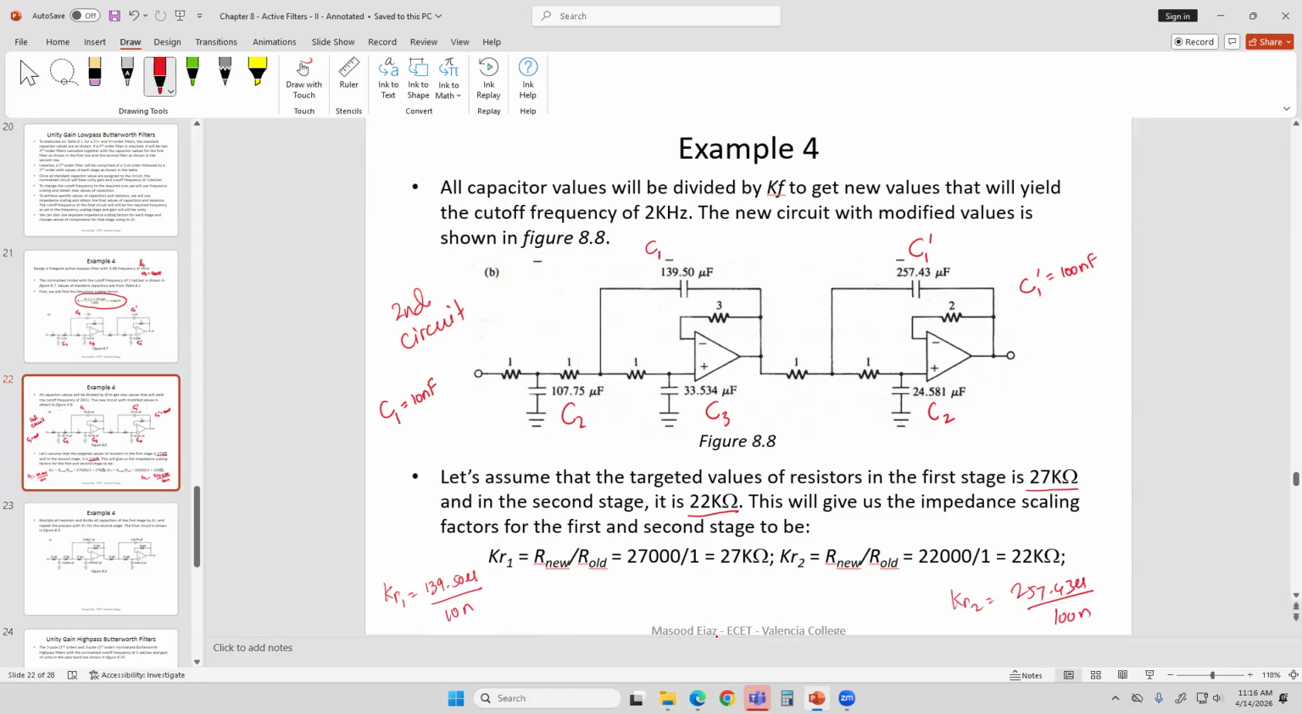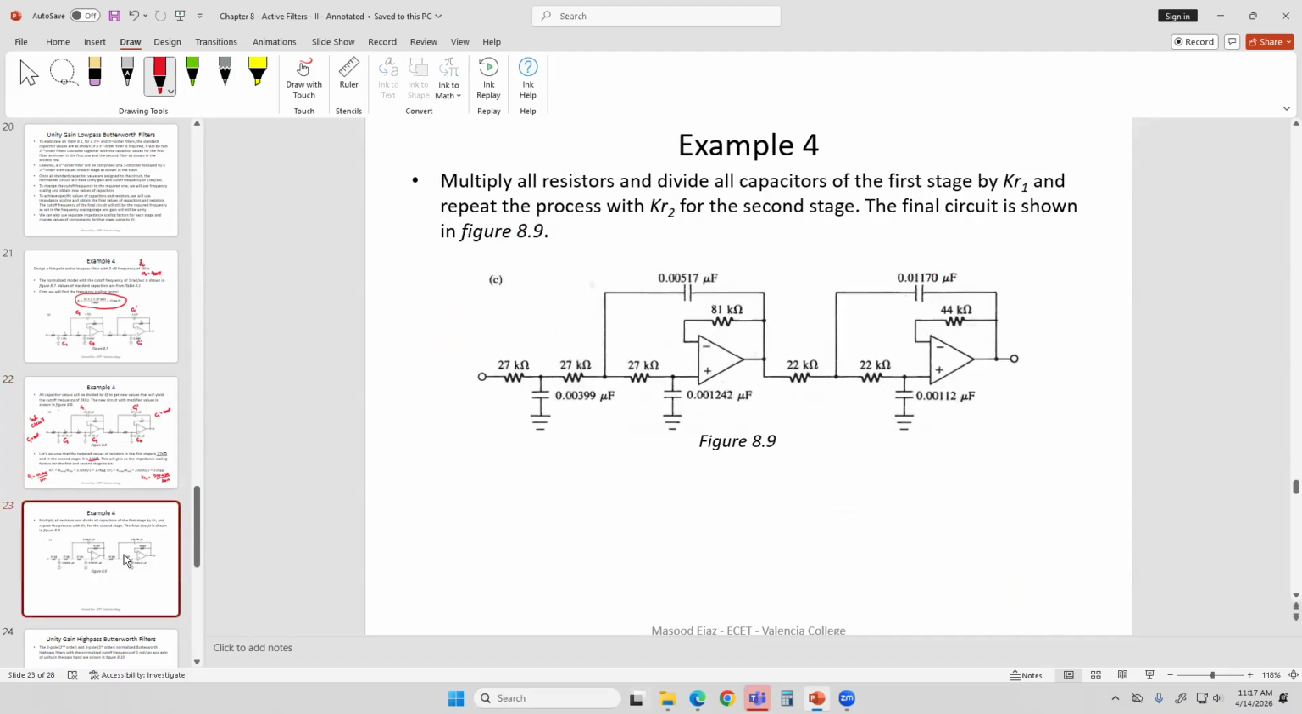So whatever factor you're going to get, you're going to multiply all the resistors, which are 1 ohm for the first stage, by this factor, and divide all the capacitors from the first stage by this value. We already know C1 is going to be 10 nano. And likewise, whatever value you're going to get for KR2, multiply all the resistors in the second stage by this value, and divide all the capacitors. The only other capacitor is C2, because C1 dash we already know is going to be 100 nano. So C2 24.581 is going to be divided by KR2 to get the new value. So it's the same thing. Either you go for R or you go for C. You have to change all the values. In this case, we went for R and we changed all the values.